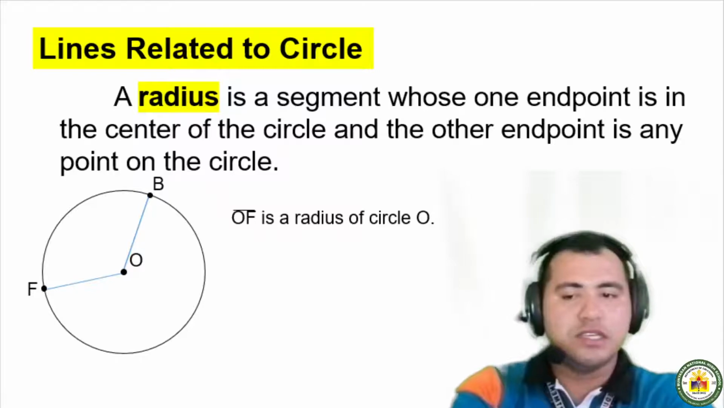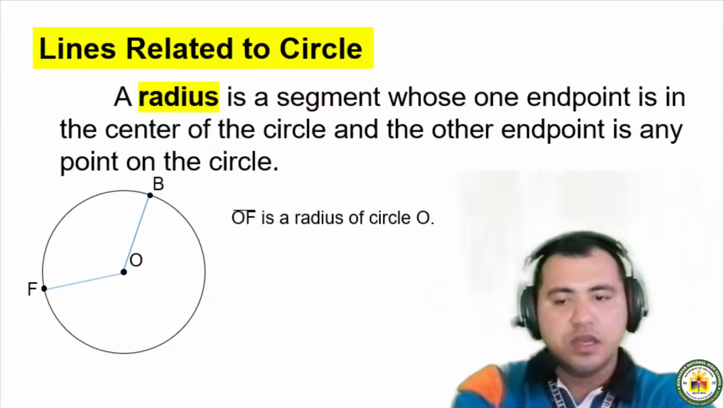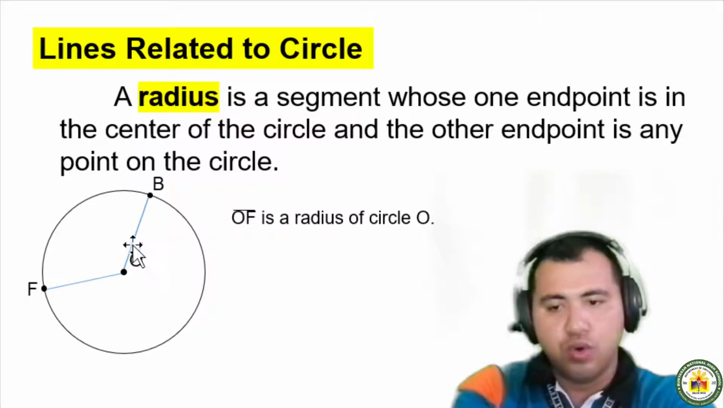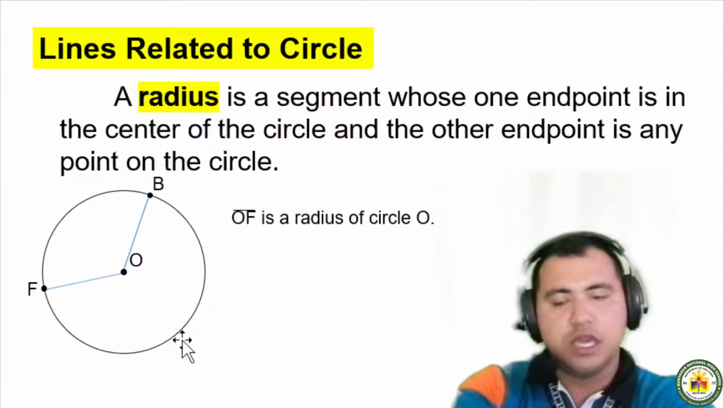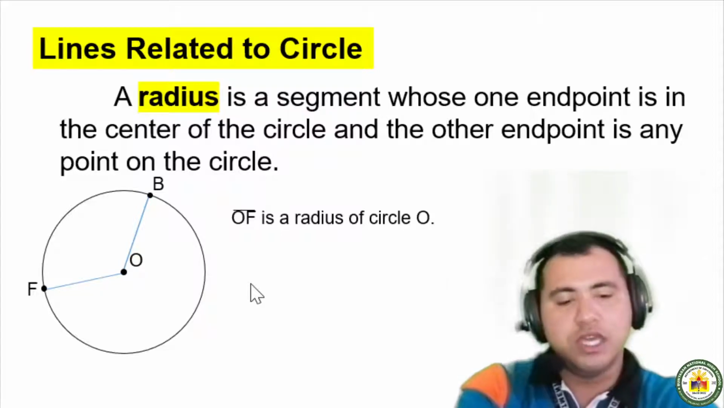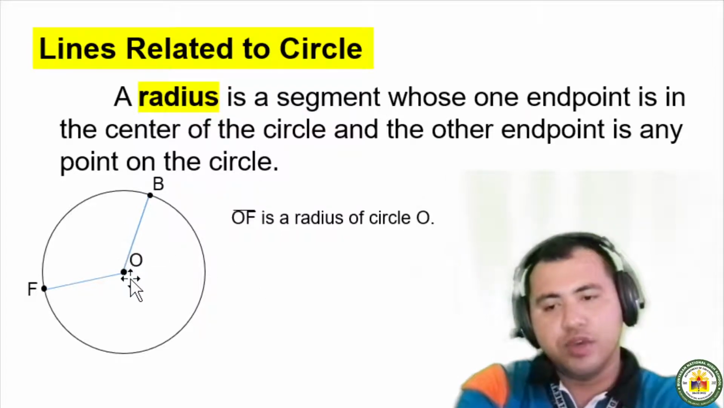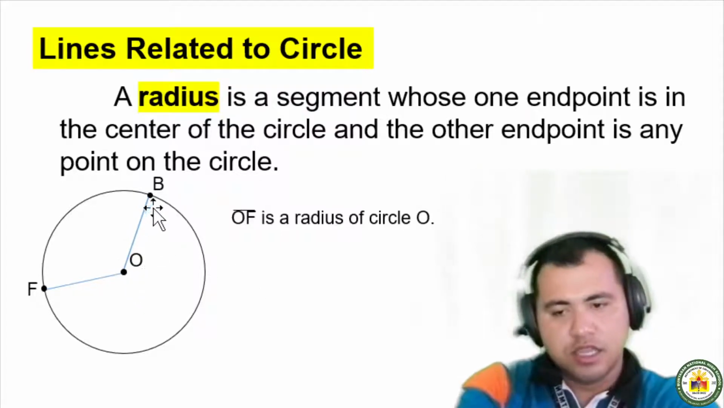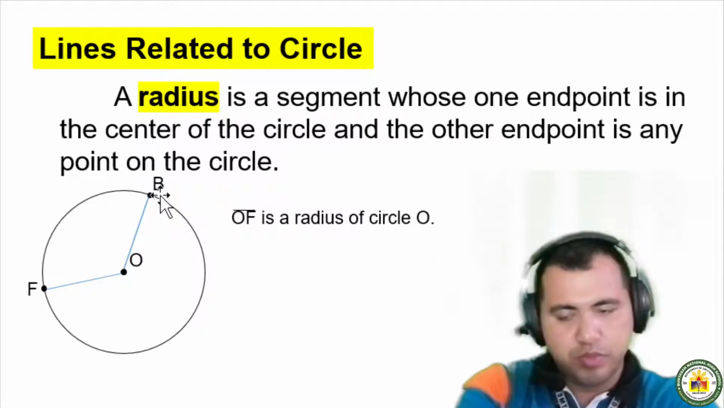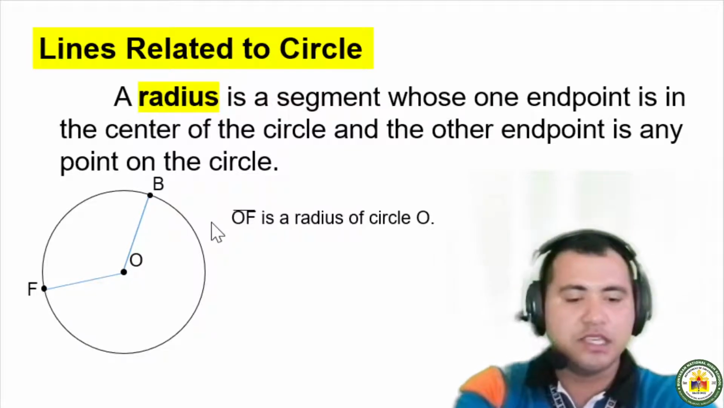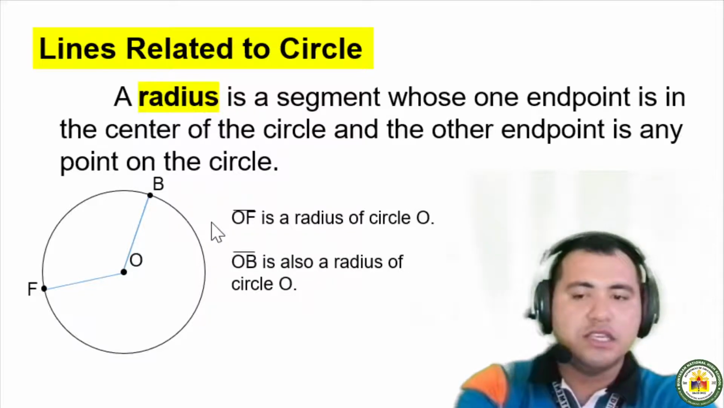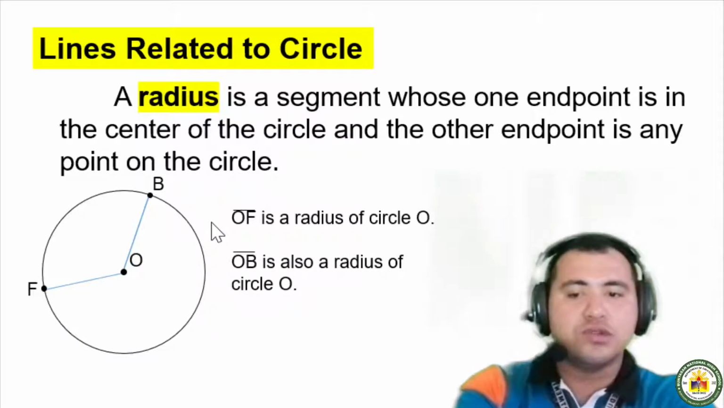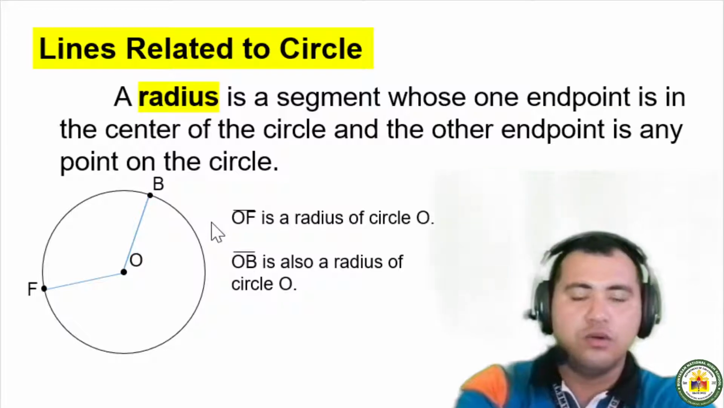Another example is that one. We have segment OB. We have the endpoint at the center, then we have point B on the circle, which is its other endpoint. So thus segment OB is also a radius of circle O.